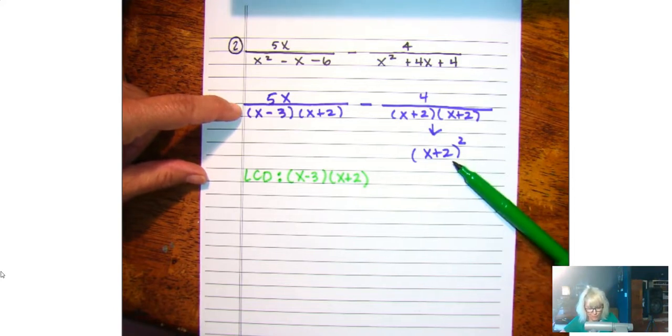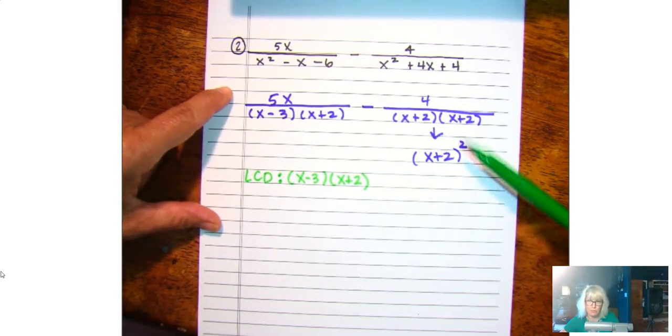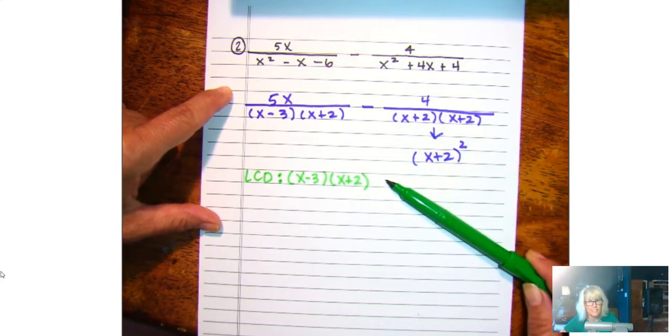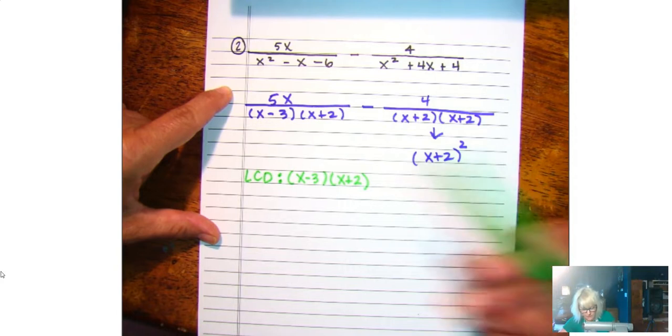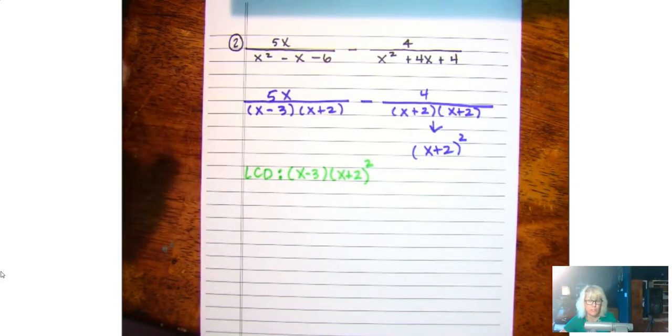So over here is x plus 2, but it's not just one of them like it was over here. It's 2 of them. So if you have anything raised to an exponent, your LCD has to have that same exponent. So the only thing I need to do is make sure that I have both of those x plus 2's raised to the second power. Now we got to focus on the numerator.